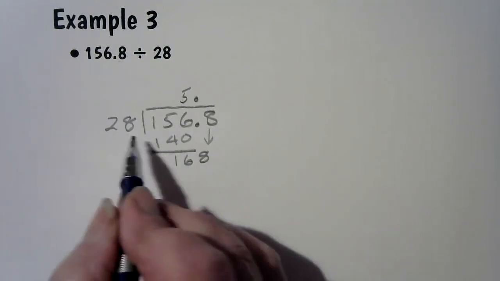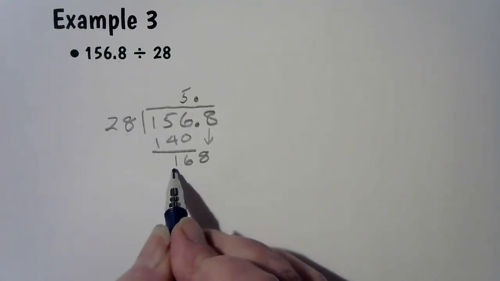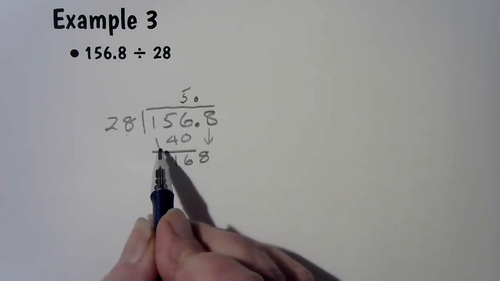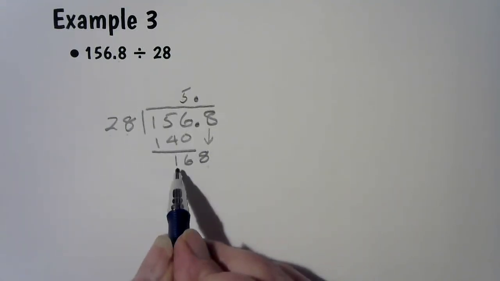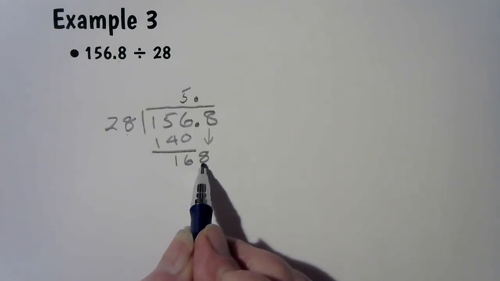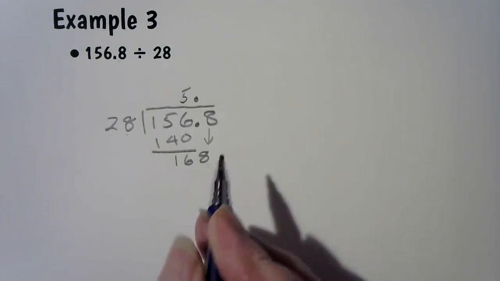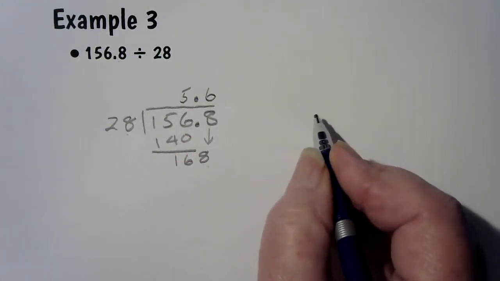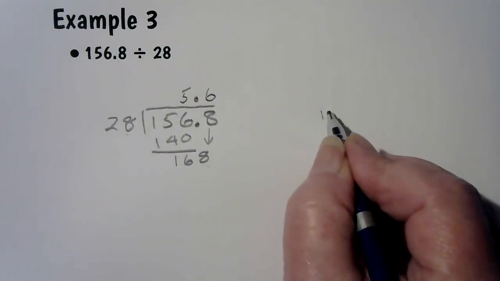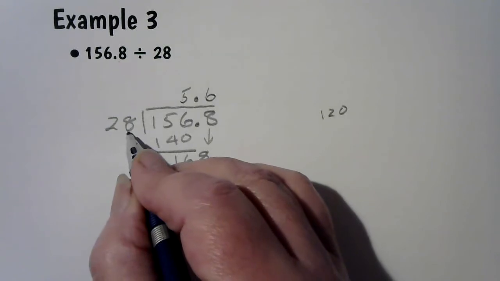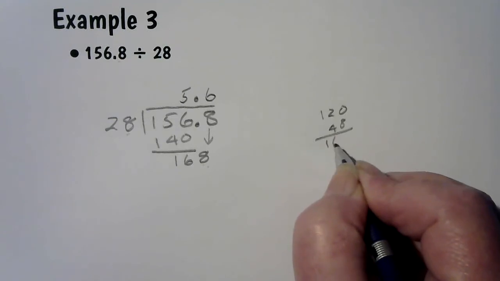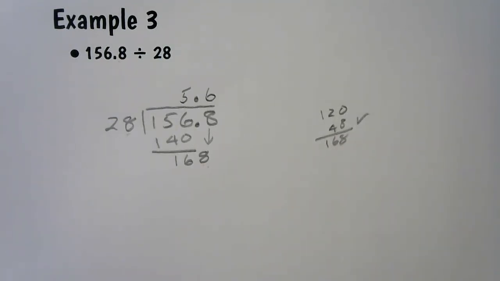So now my question is, how many times does 28 go into 168? Oh, that's easy. I already know that 5 is 140, and I can see that that's 140 plus 28. So I know the answer there is 6. Straight away. Just do a quick check. 6 times 20 is 120. 6 times 8 is 48. And that gives me 168. So yes, I'm right.